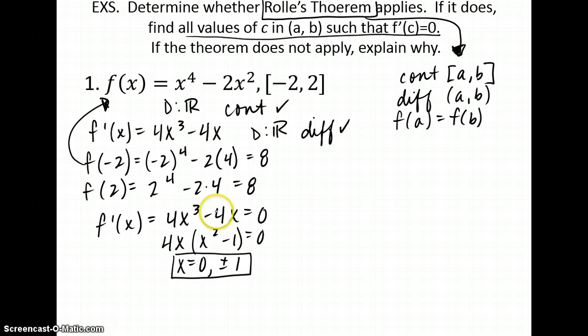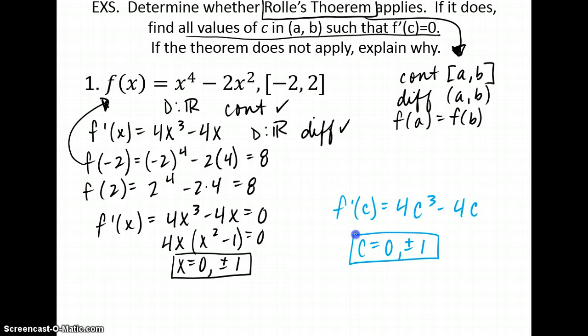Now, it says to find the value c. If you were to check your answers on CalcChat at this step, after the theorem applies, they just change the variable to c, and my answers are still 0 and plus or minus 1. Okay, so don't get caught up in this. You're finding an x value.